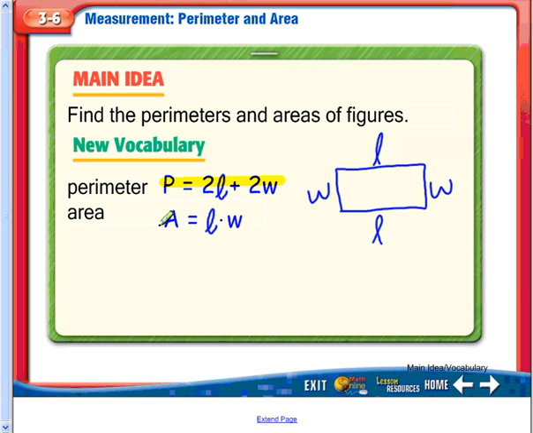The formula for area that we will use is area equals length times width. So we're going to take one of the lengths times one of the widths, and that will give me the area. And area is referring to the space inside of the shape, in this case, a rectangle.